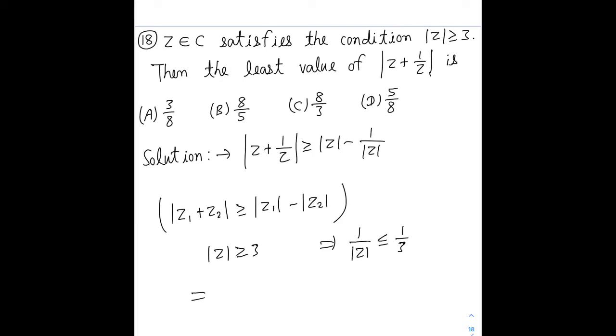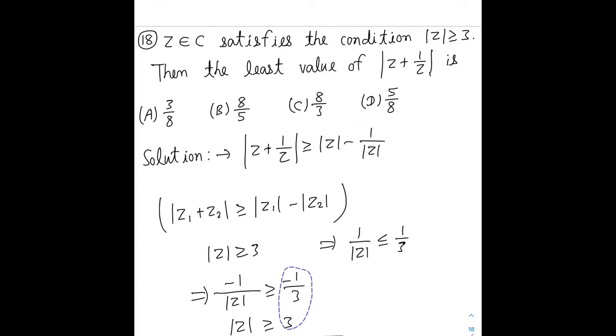Now if you put a negative sign on both sides, you will get minus 1 by mod z. The sign will change because we are multiplying both sides by minus 1. So this will be greater than or equal to minus 1 by 3. And you also know mod z is greater than or equal to 3. So you can just add them. When you add them, you will get this on the left-hand side.